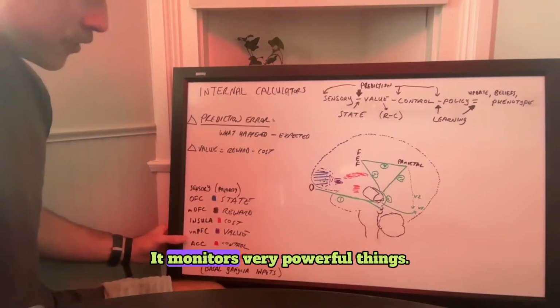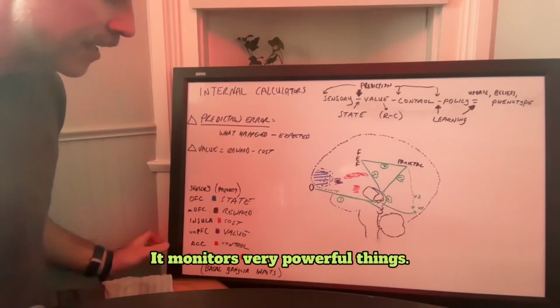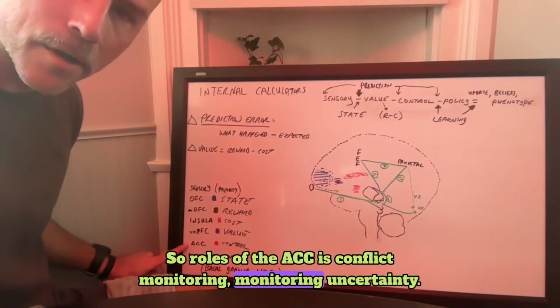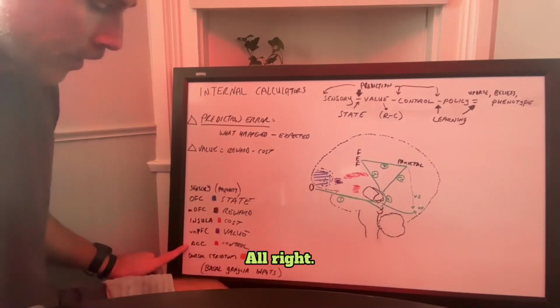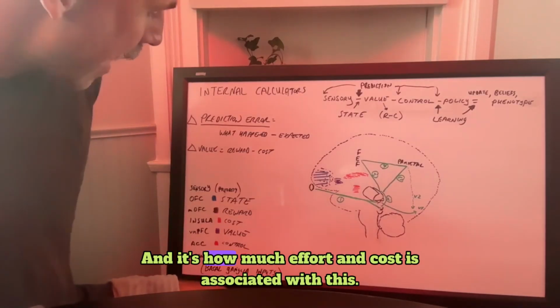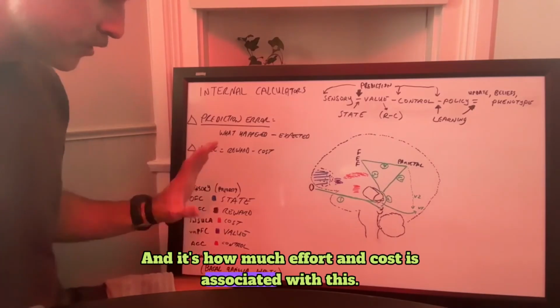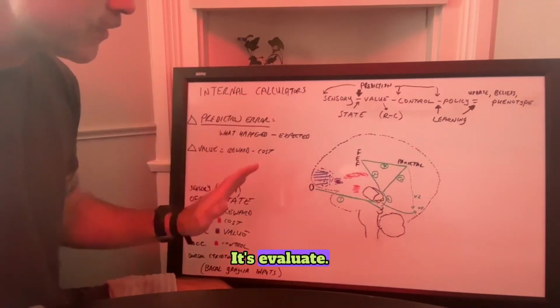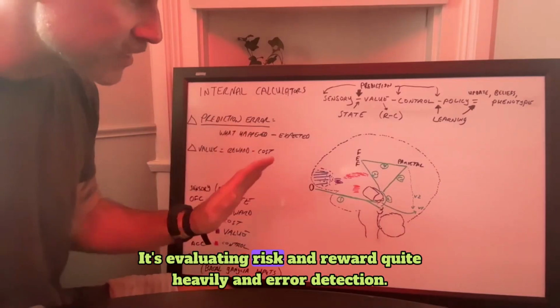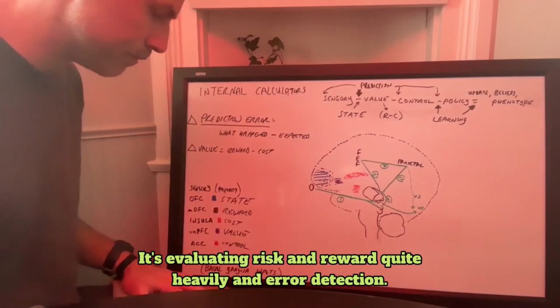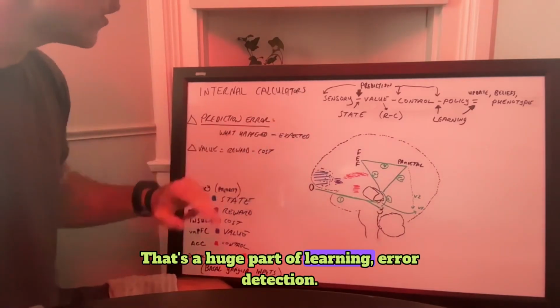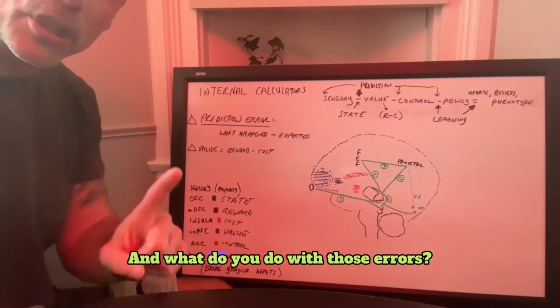It monitors very powerful things. So roles of the ACC is conflict monitoring, monitoring uncertainty. All right. And it's how much effort and cost is associated with this. Risk reward. It's evaluating risk and reward quite heavily. And error detection. That's a huge part of learning. Error detection. And what do you do with those errors?